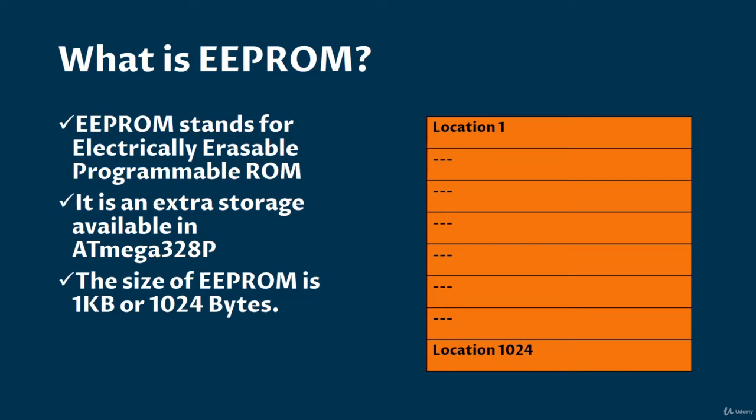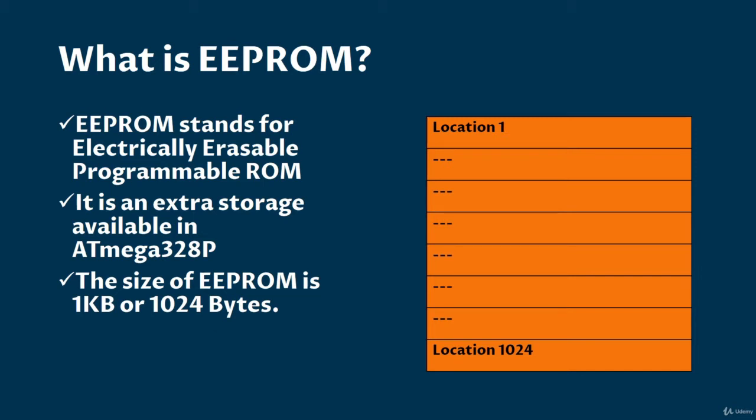EEPROM stands for electrically erasable programmable ROM. That means if we store something inside EEPROM, we can erase it and restore a new program. If we want to store some kind of data, we can easily store it, we can easily erase it, and we can easily reload some other data inside this EEPROM. How? Because this data can be electrically erased. That's the benefit.